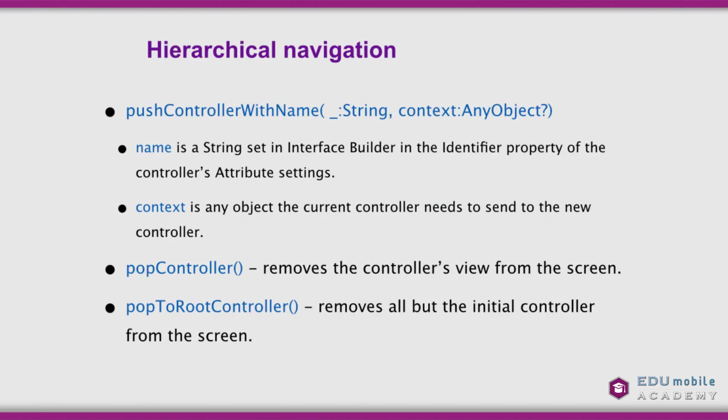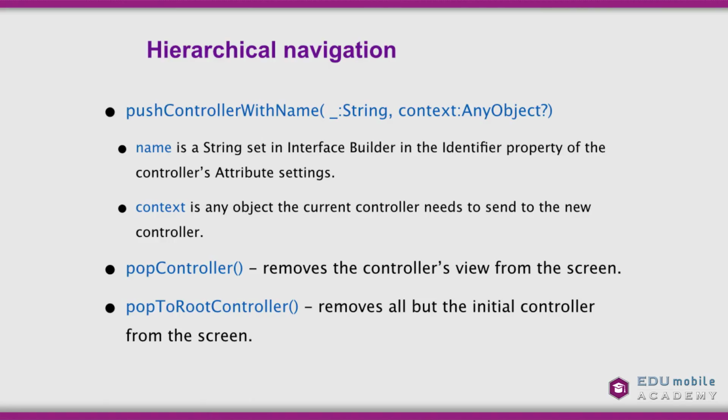So hierarchical navigation uses these methods. The first one is pushControllerWithName. Now this would be if we are not using a segue. And in the demos, I don't use segues in this group, and then we talk about segues in the next group. But pushControllerWithName will push a new view controller, a new WKInterfaceController, onto the current WKInterfaceController's navigation stack. So we have a name and we have a context.